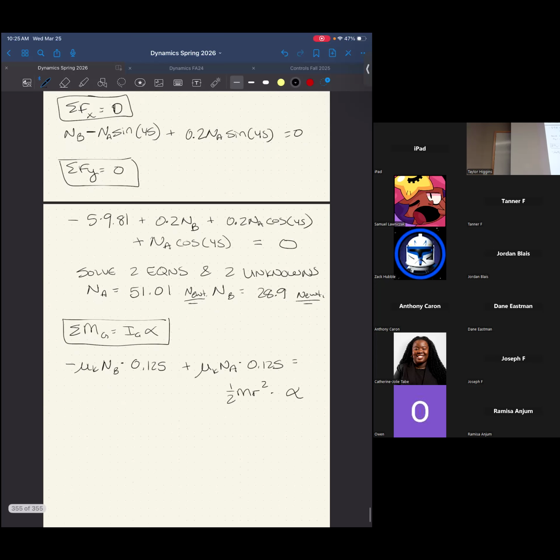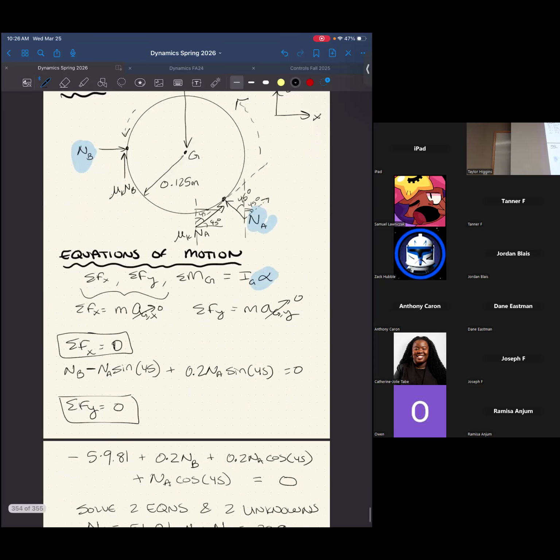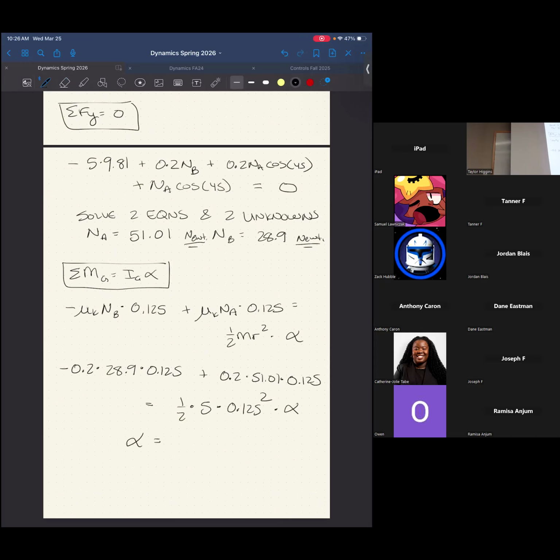Times alpha. Okay, let's plug some stuff in. Minus 0.2 times 28.9 times 0.125 plus 0.2 times 51.01 times 0.125 equals 1/2 times 5 kilograms times 0.125 squared, times alpha. One equation, one unknown. Just solve for alpha. What do we get? 14.2.